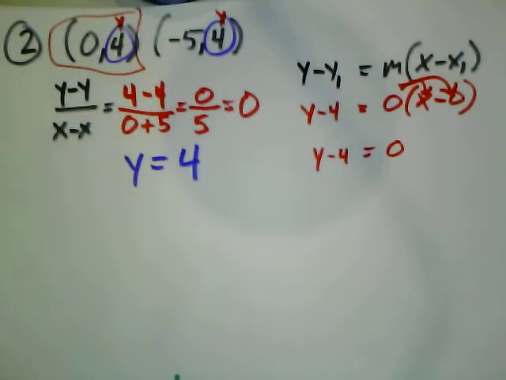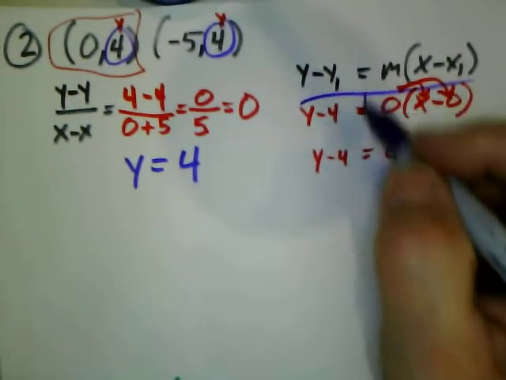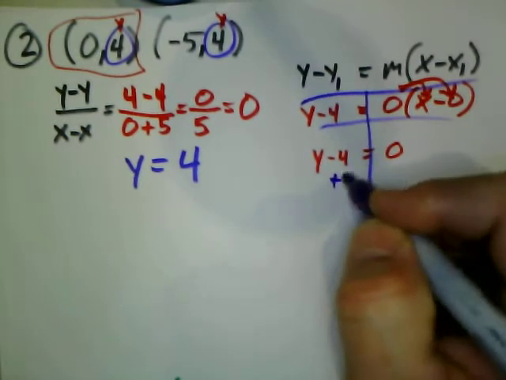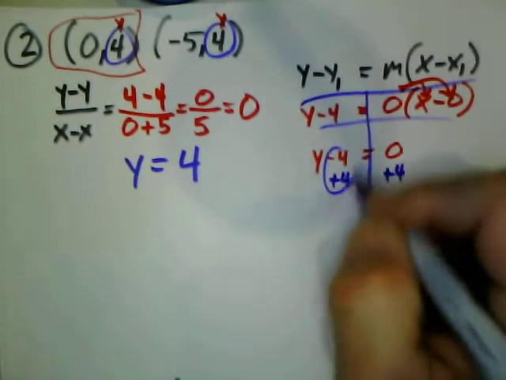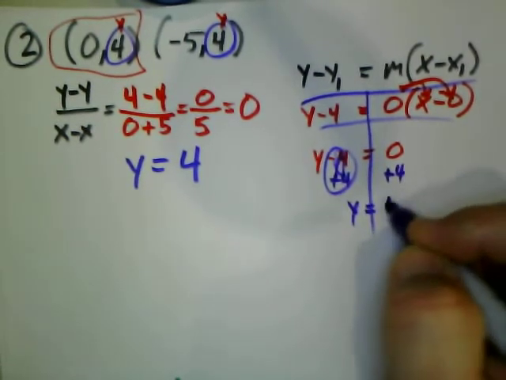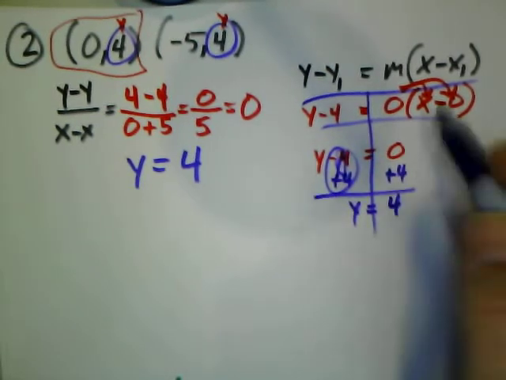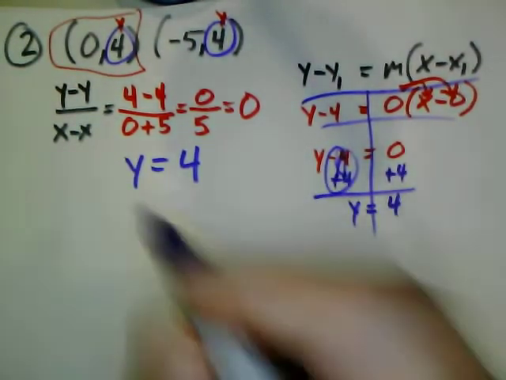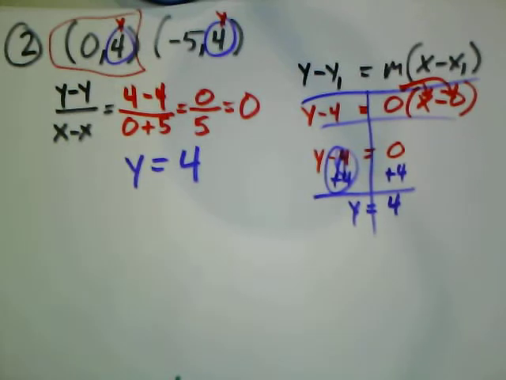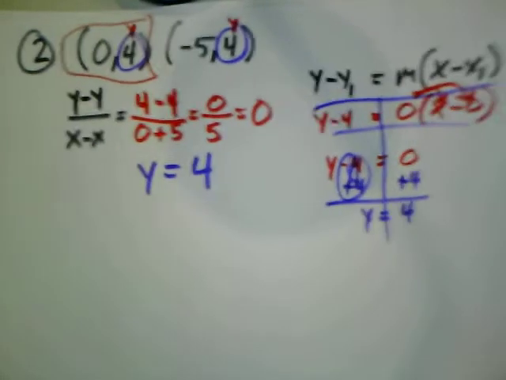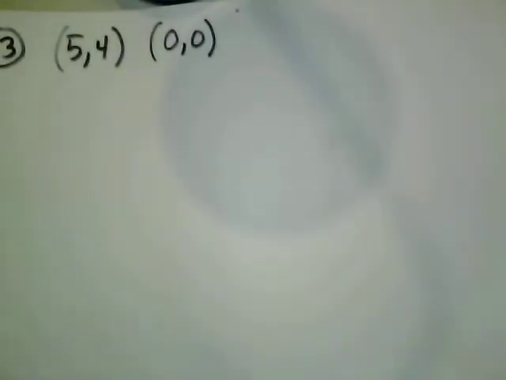And then you simply just add 4 to both sides of the equation. Opposite operations are gone. 0 plus 4 is 4. And that's where that 4 comes from. Same thing, if you decided to do that. I did it quickly because we really don't need to go over it that much. All right, number 3.